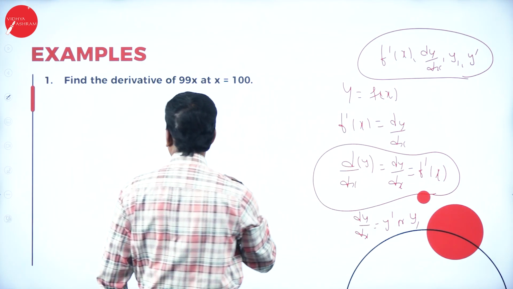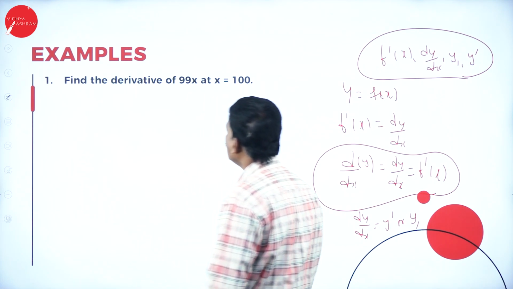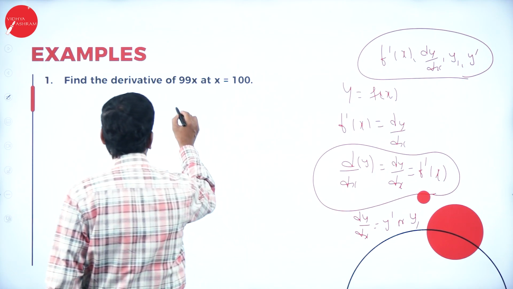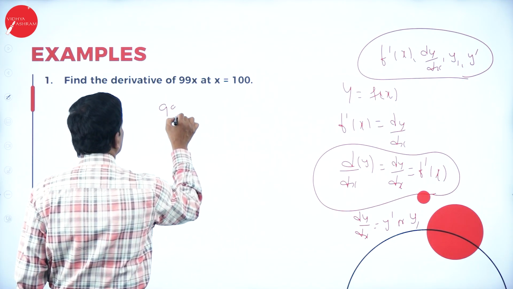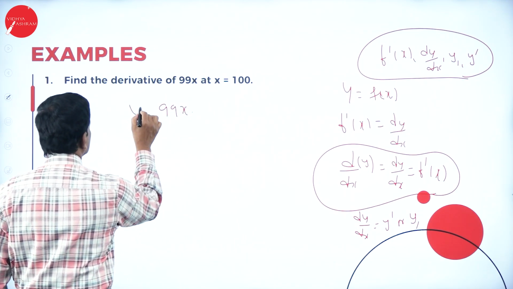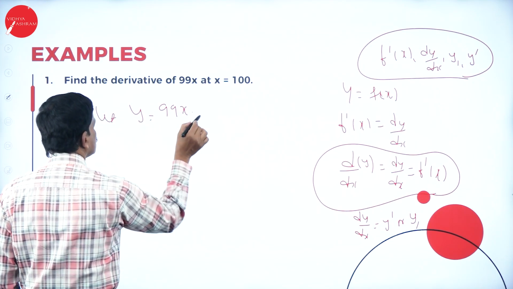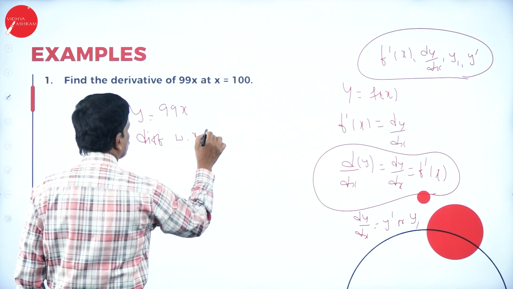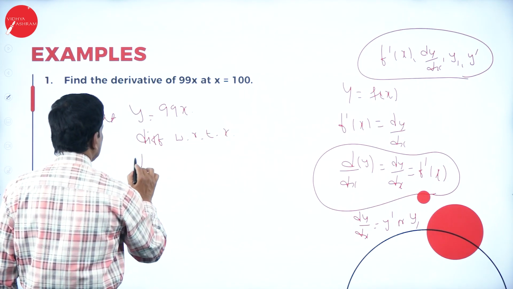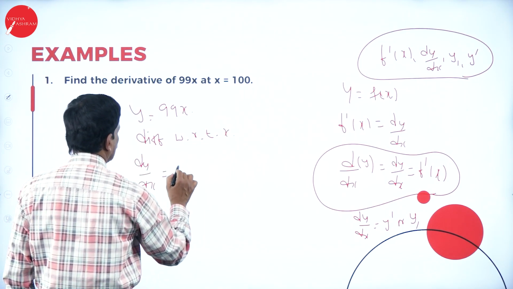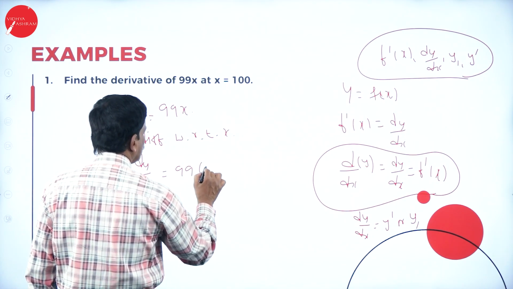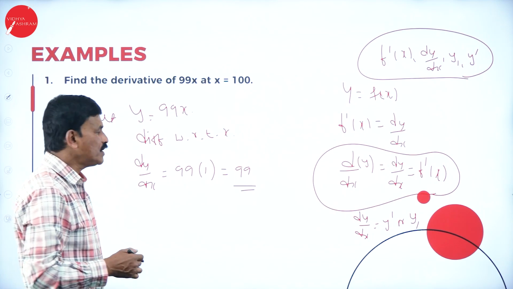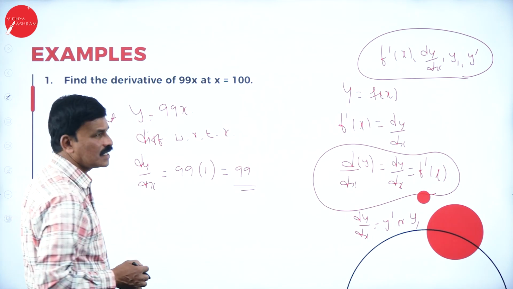Now let us move on. Find the derivative of 99x at x is equal to 100. Differentiate what is given, 99x. Let us call it y. Let y is equal to 99x. Differentiating with respect to x, dy by dx is equal to 99, a constant, times the derivative of x, which is 1. This is 99 itself. So the derivative of this function is 99.